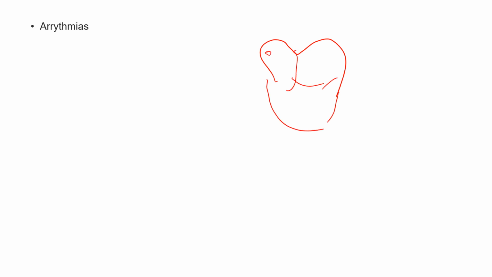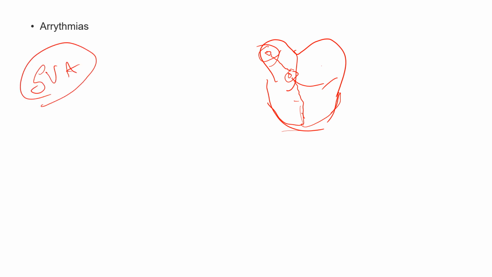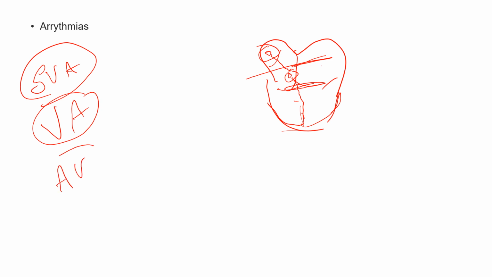So here is the SA node, here is the AV node, the bundle of His, and the Purkinje fibers. So how can a patient develop arrhythmia? Maybe the beat is not escaping the SA node. Maybe there is a conduction fault and it is not going from the SA node to the AV node. Or maybe the AV node is not functioning and the beat is not going downwards. So it can be a supraventricular arrhythmia, something happening above the AV node. It can be a ventricular arrhythmia, something happening below the AV node, or it can be an AV block, where the AV node is not conducting properly. The topic of discussion will be the AV node only.